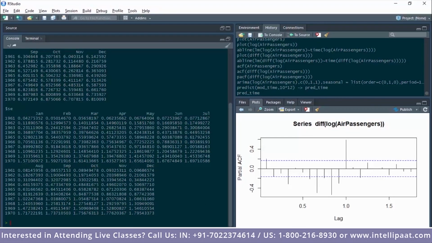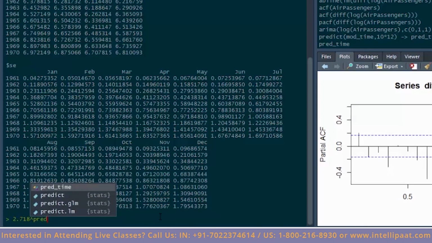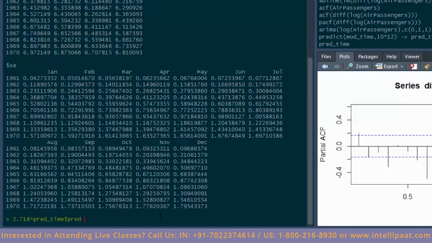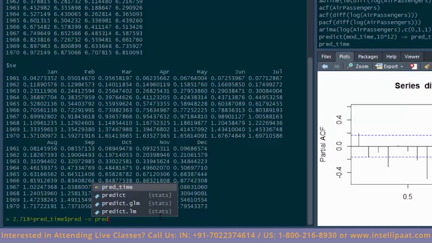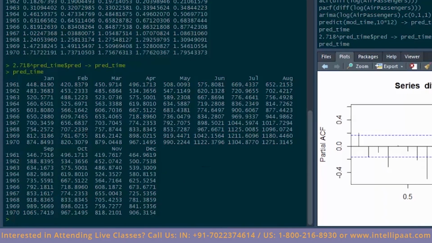So guys, now what you need to keep in mind is all of these values are logarithmic values, right? So that is why we get values like 1.37, 1.61, 1.77. So we need to raise these values to the power of e. So the e value is 2.718, and I'll raise these predicted values to the power of e. So it'll be 2.718 to the power of pred time dollar pred. Okay, right, so I will store this back in pred time, and this time let me print pred time again.